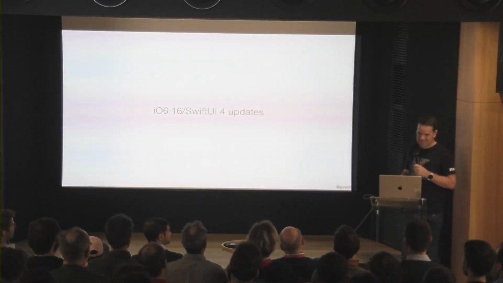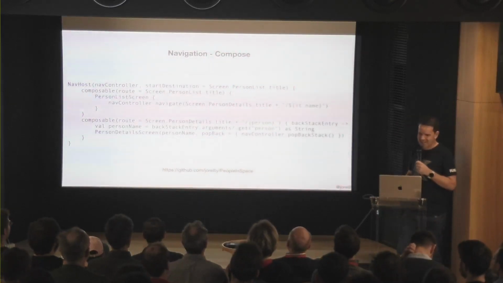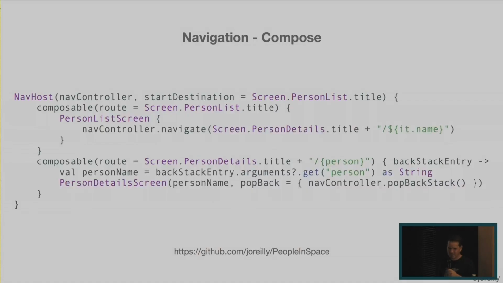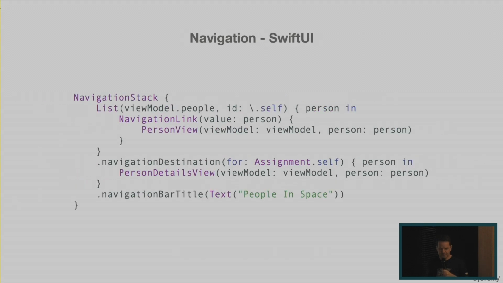So speaking of navigation first up. This is a pared down example from Compose code in this People in Space sample, showing some of the key navigation parts of how navigation could be managed using NavHost and then composable for each destination. And this is what this might look like in SwiftUI now with iOS 16 updates, using NavigationStack and navigationDestination, which map somewhat loosely to Compose's NavHost and composable.